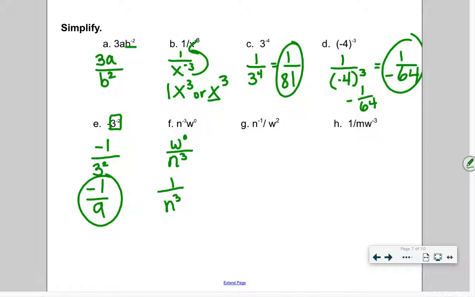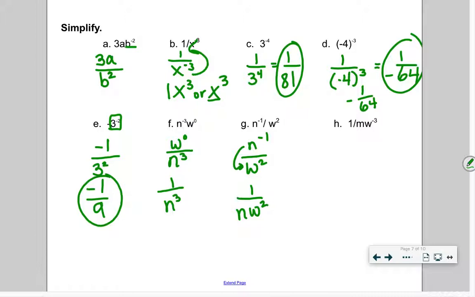Okay? How about here? n to the -1 over w to the 2nd power. Is n to the -1 happy where it's at? No, that's going to the basement. Is w to the 2nd power happy in the basement? Yes, it's going to stay put. So we're going to put 1 on top, n to the 1st, w to the 2nd. Do I need to put a little 1 next to n to the 1st? No, because anything to the 1st power is still that number. Just like 2 to the 1st power was still 2, I don't need to say n to the 1 power.